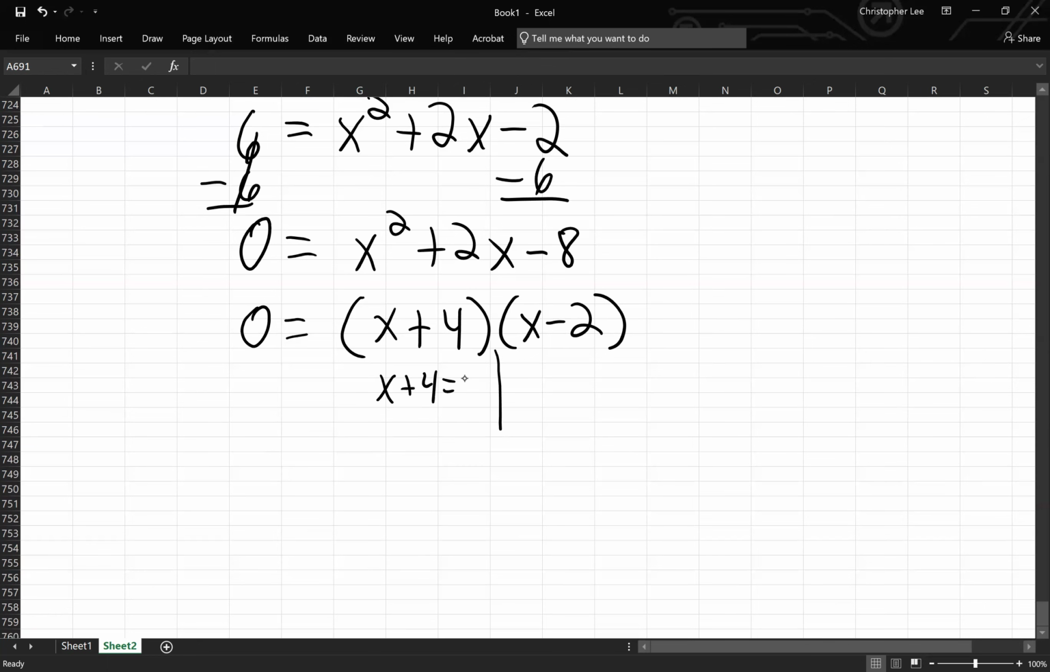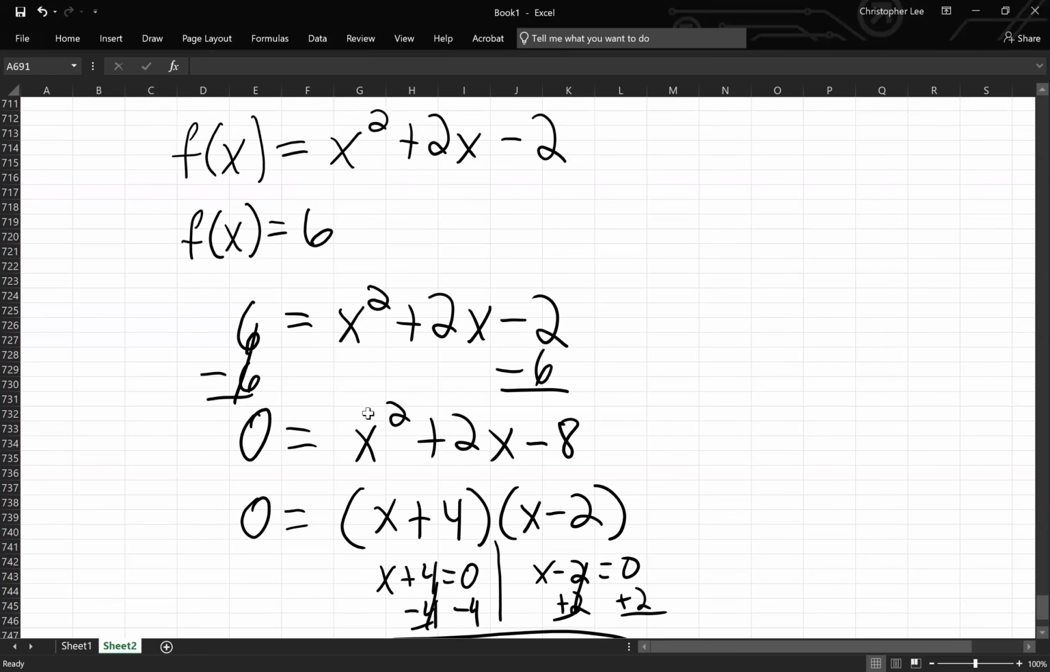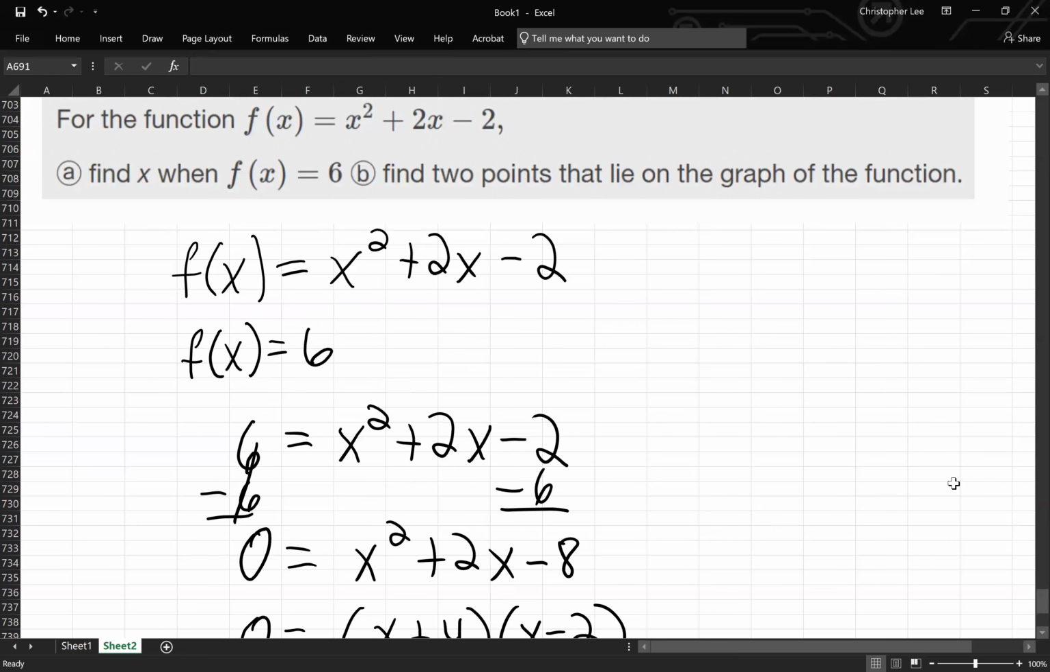And then after that, you already know, set them both equal to 0. X plus 4 equals 0. X minus 2 equals 0. Subtract 4, subtract 4. X1 equals negative 4. Add 2, add 2. X2 is equal to positive 2, right? And those are my two answers right there. So that's the value of x when f of x is equal to 6, right? Part B says find 2 points that lie on the graph of the function, right?